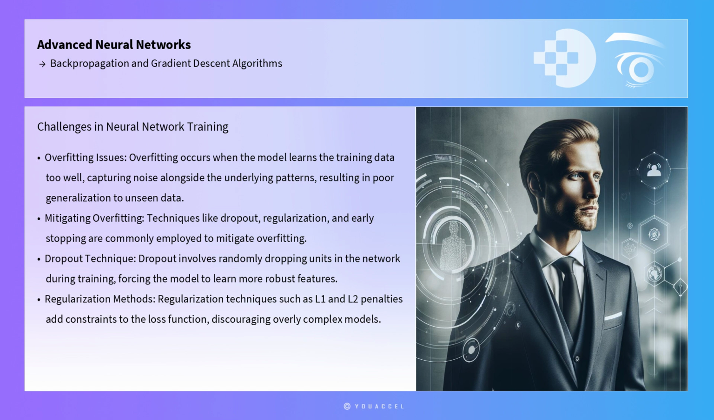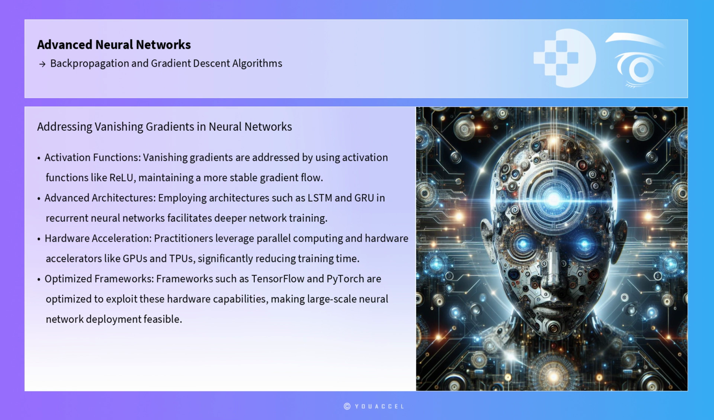Dropout, for instance, involves randomly dropping units in the network during training, forcing the model to learn more robust features. Regularization techniques such as L1 and L2 penalties add constraints to the loss function, discouraging overly complex models. Vanishing gradients, a problem where gradients become exceedingly small, stalling the training process, are addressed by using activation functions like ReLU or employing architectures such as LSTM and GRU in recurrent neural networks. These techniques maintain a more stable gradient flow, facilitating deeper network training.